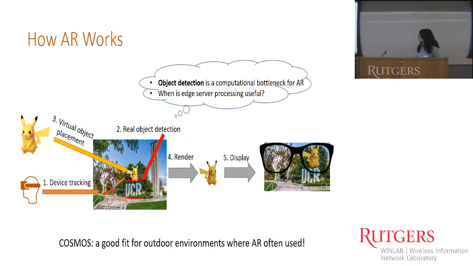So the first thing I'll tell you about is some work we've done on object detection, which is one of the computational bottlenecks that we observe in AR. So when you measure an AR device that is doing all this processing, the object detection is a real problem. It's very slow. So that's one piece of work that we looked at so far.